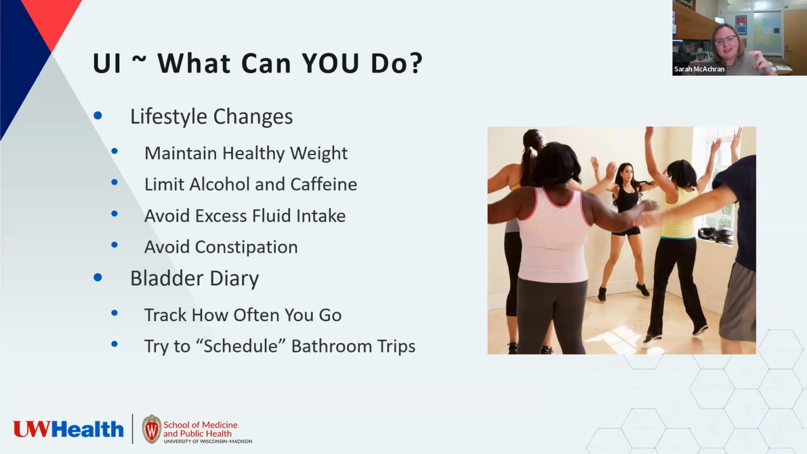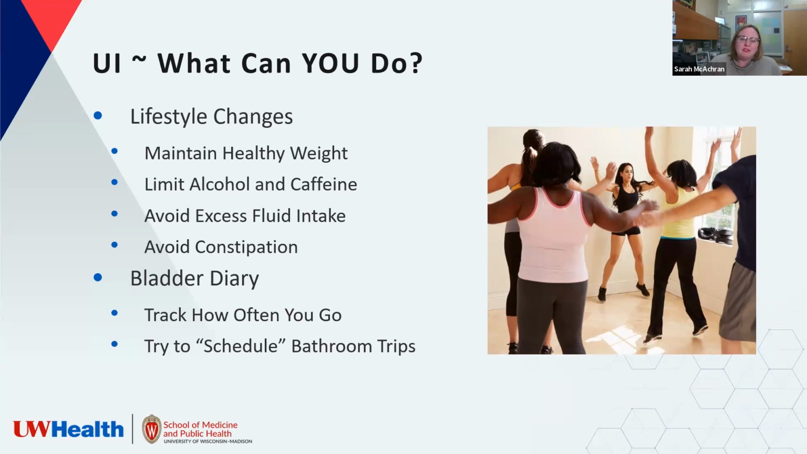We say avoiding excess fluid intake. What is excess fluid intake? If you're someone who has overactive bladder, that standard suggestion that you drink eight 8-ounce glasses a day might not be perfect for you, because you're going to have to go to the bathroom more often than other people. And avoiding constipation can help with urinary incontinence as well.